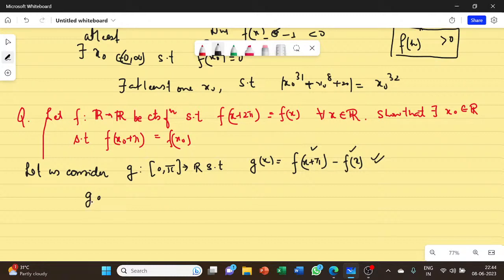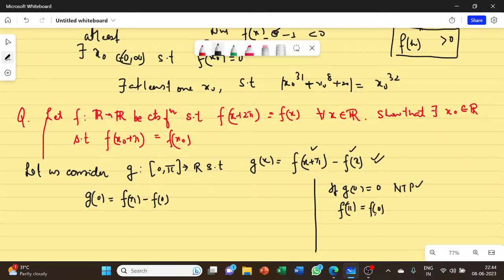Now what would be g of 0? g of 0 would be simply f of pi minus f of 0. So I'm writing the trivial case here. If g of 0 is equal to 0, then there is nothing to prove. Why is there nothing to prove? Because if g of 0 is equal to 0, then f of pi would be equal to f of 0, and then it is simply satisfying this equation with x naught equal to 0.